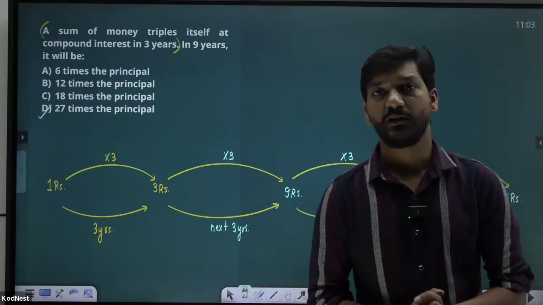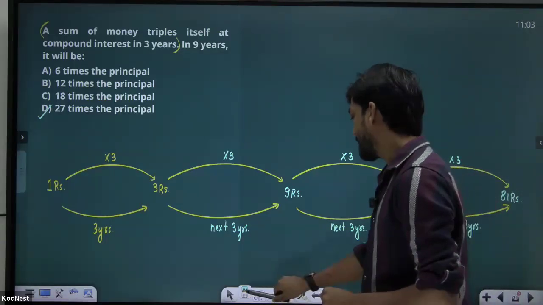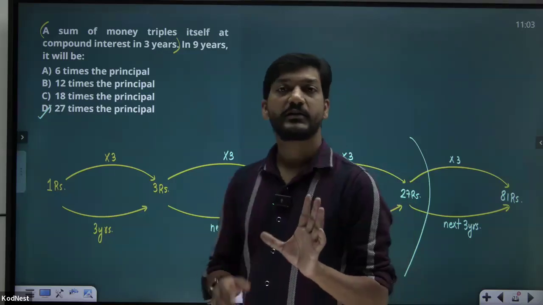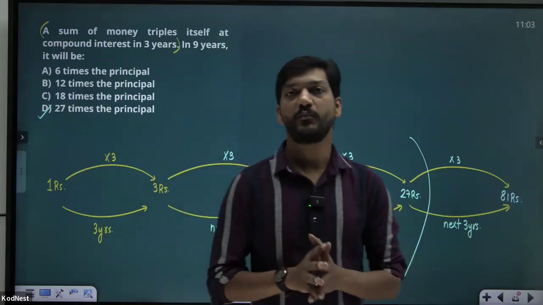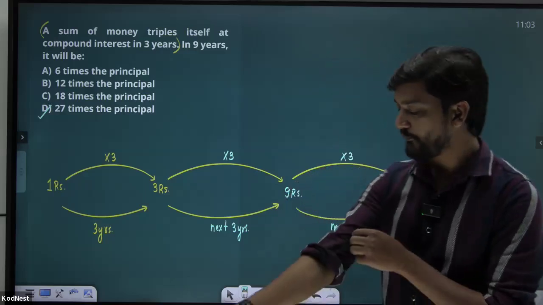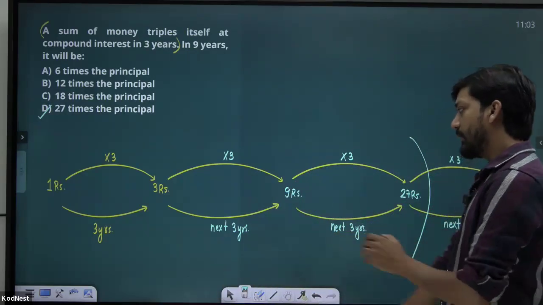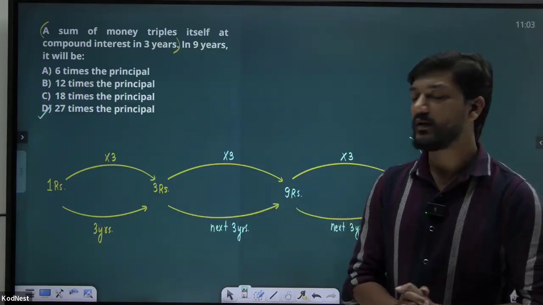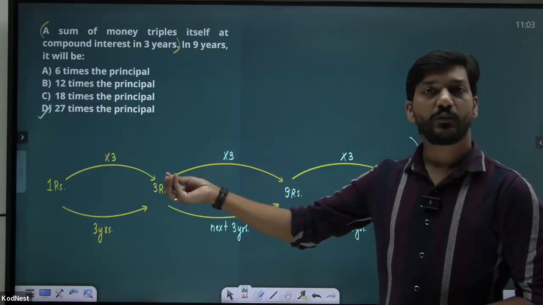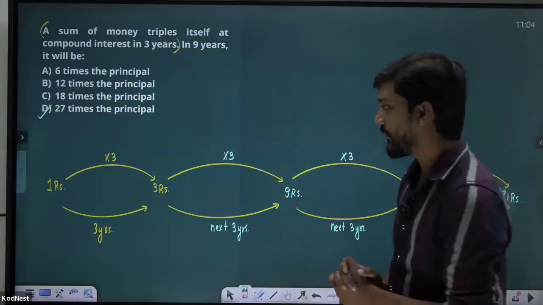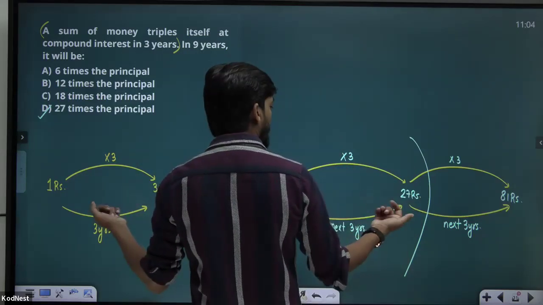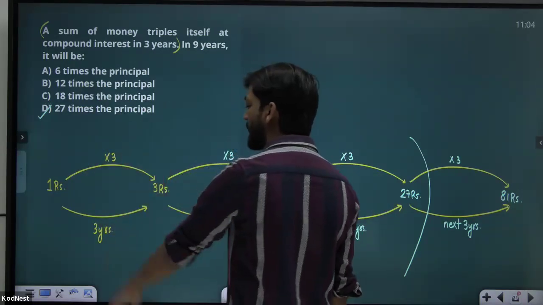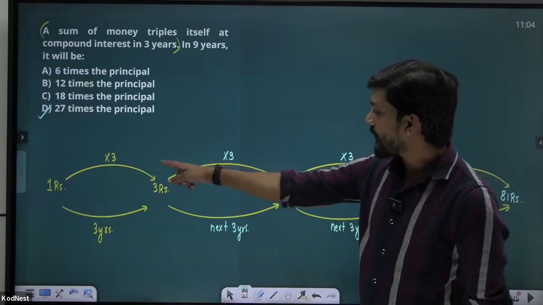Now carefully observe one more thing. It is important for future planning. In future, you will listen to one word, which is the magic of compounding. Okay, you will listen to this. What the magic of compounding is can be realized just from this very simple example. Now don't take 1 rupee, take 1 lakh rupees so that it seems a little bit higher. Otherwise 1 rupee and 27 rupees, nobody cares, right? So 1 lakh rupees will become 3 lakh rupees.